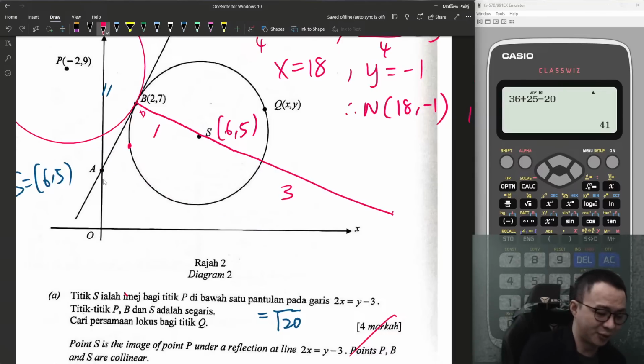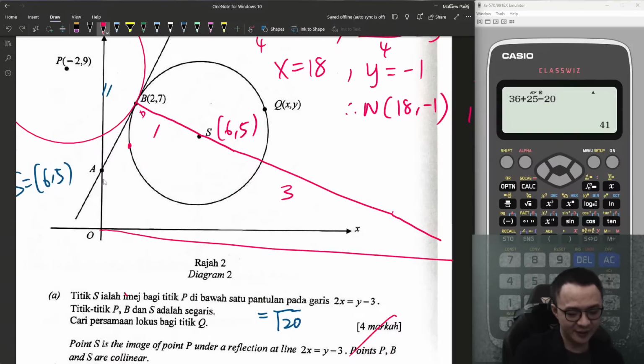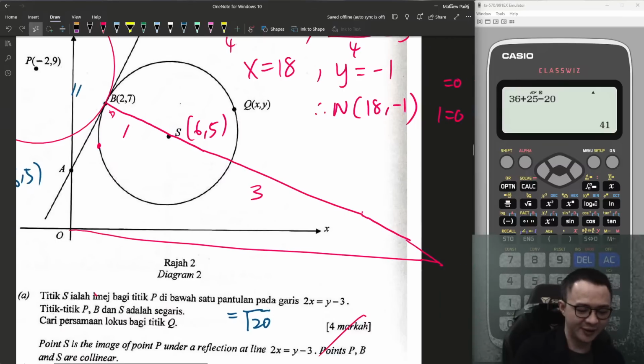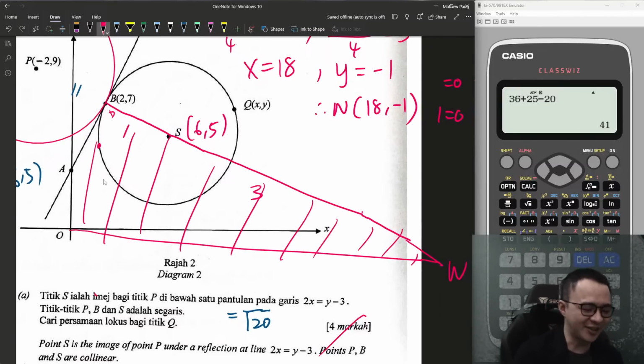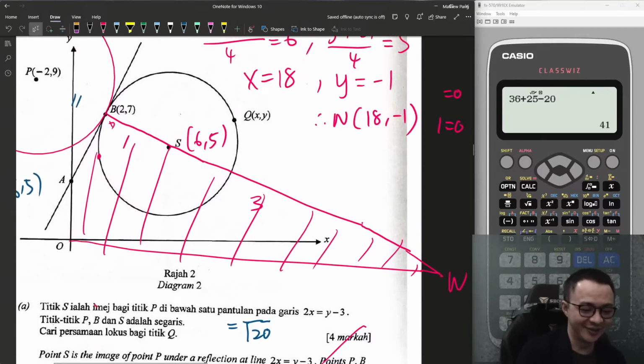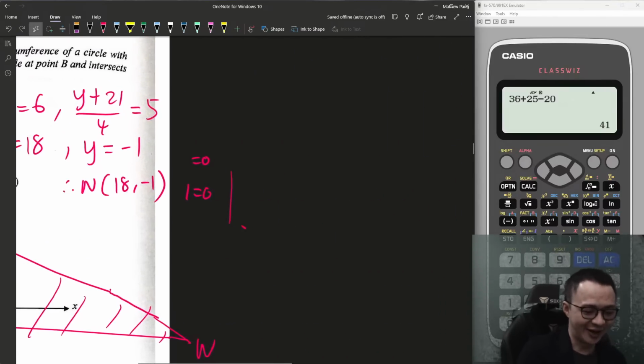OABN. Okay, so basically just something like this. We want to find this area. But there's no point sketching it out, just to give you some idea only.